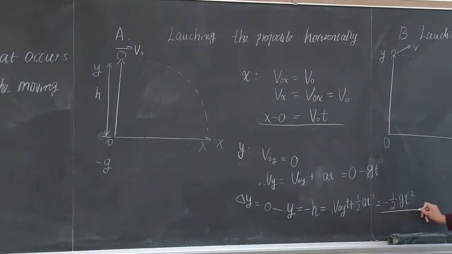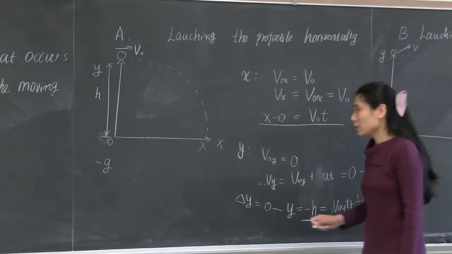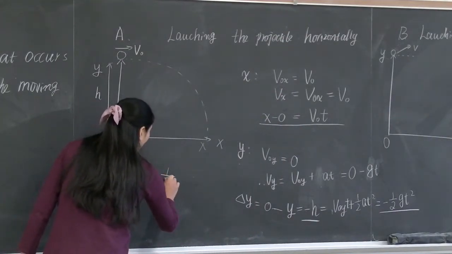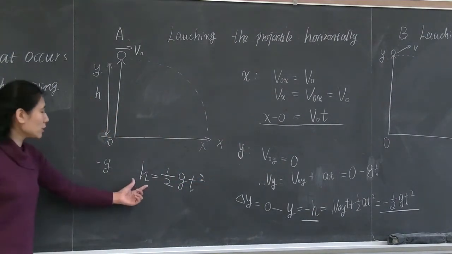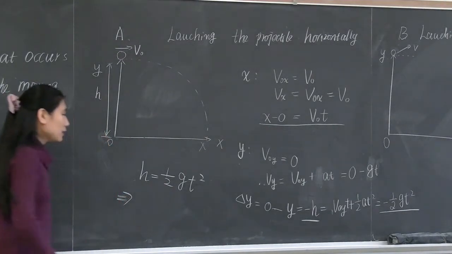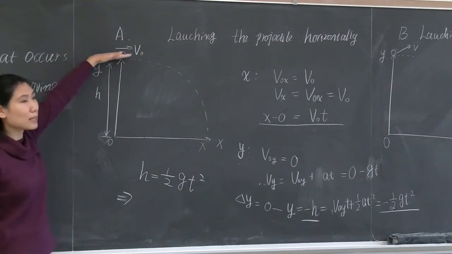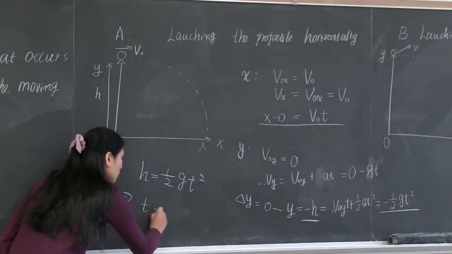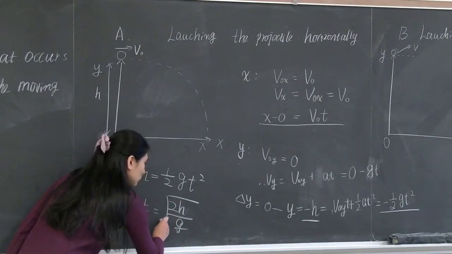So what does this equation tell us? By the end, we'll only get this relation, which tells us h equals 1/2 g t squared. If we look at this equation, it can tell us how long it takes for the ball, if we're shooting a ball horizontally, to come to the ground. This t will equal the square root of 2h divided by g.